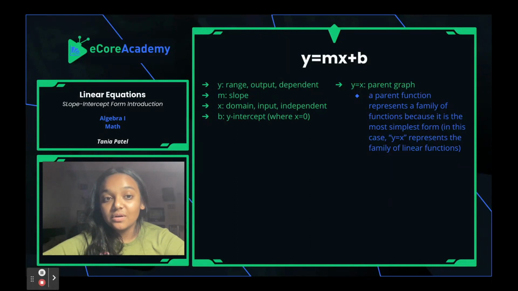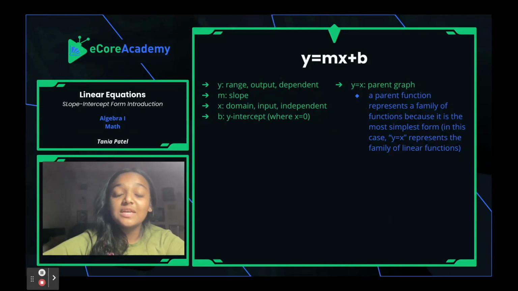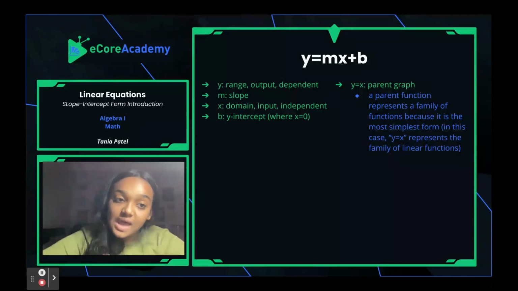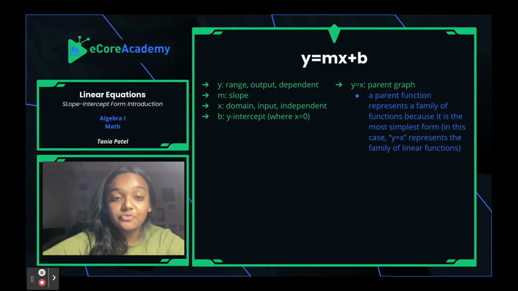where x equals 0. The parent graph and the parent function of y equals mx plus b is y equals x. A parent function just represents a family of functions because it is the simplest form. So in this case, y equals x represents the family of linear functions.